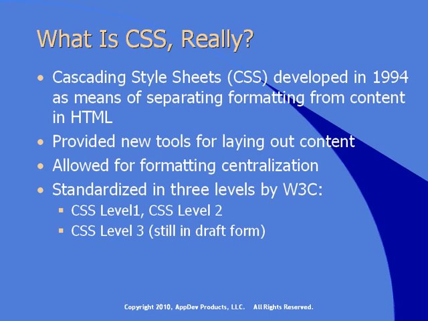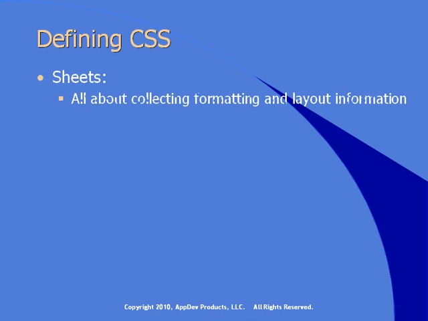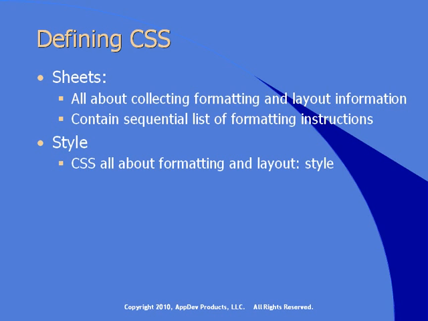If you think about the name, Cascading Style Sheets, and think through the words, well, sheets is all about collecting formatting and layout information. And we have a sequential list of formatting instructions, and the order matters in the style sheet. From top to bottom, the last thing you come to is the one that has precedence. The word style. Well, CSS is all about formatting and layout, that is, style. It's not concerned with content, only with layout.